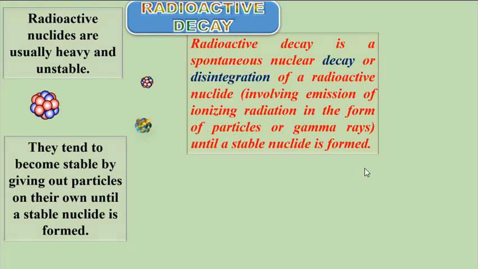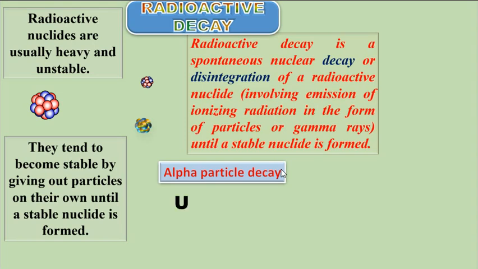These are the things that are ejected from the nuclide to become stable. So now we move straight to the next subtopic under this. Having analyzed this, we're going to look at number one, alpha particle decay. What does this actually mean? It means that this heavy unstable nuclide tends to become stable by giving out what? Alpha particles. Let's look at how that will happen.